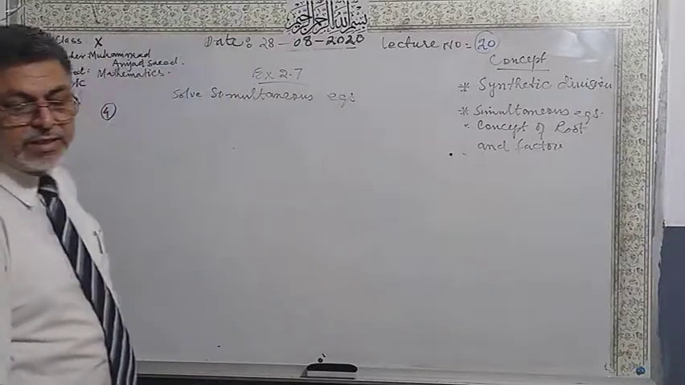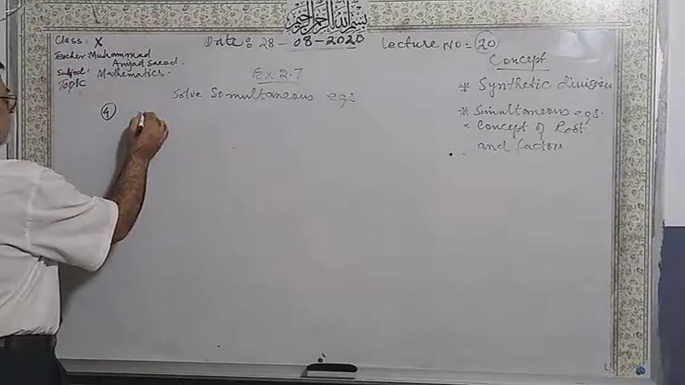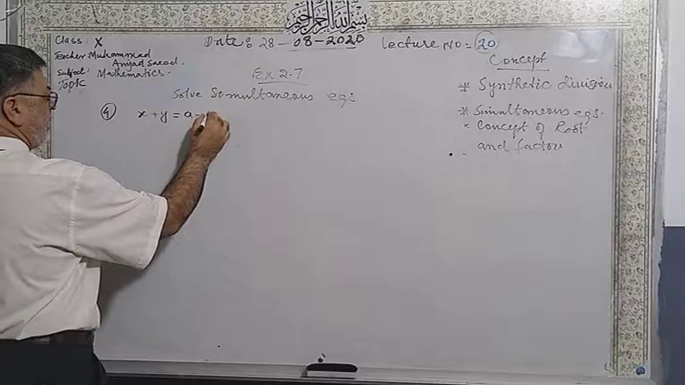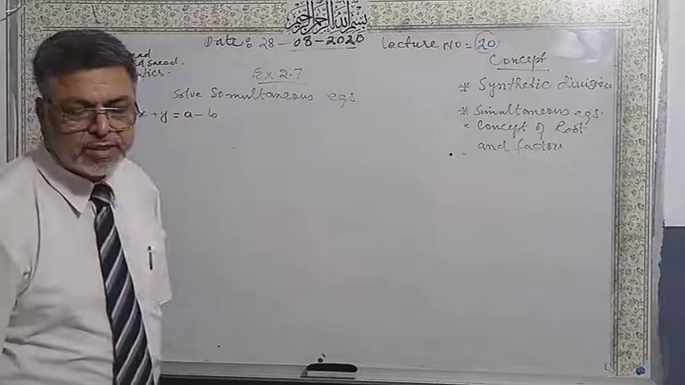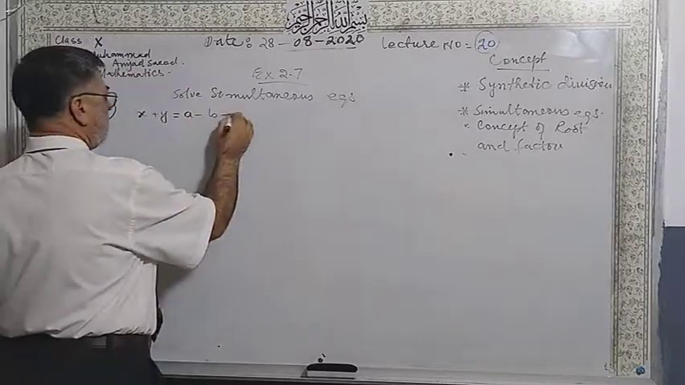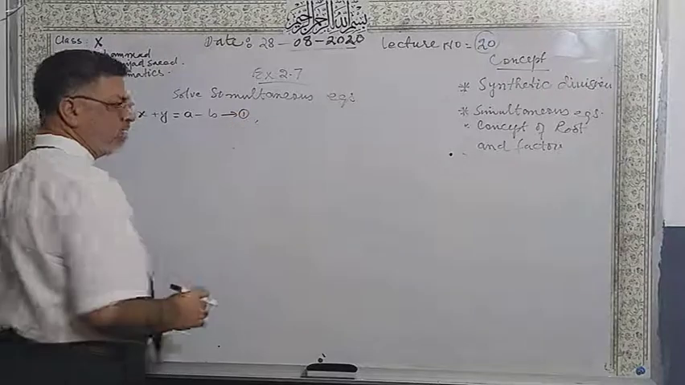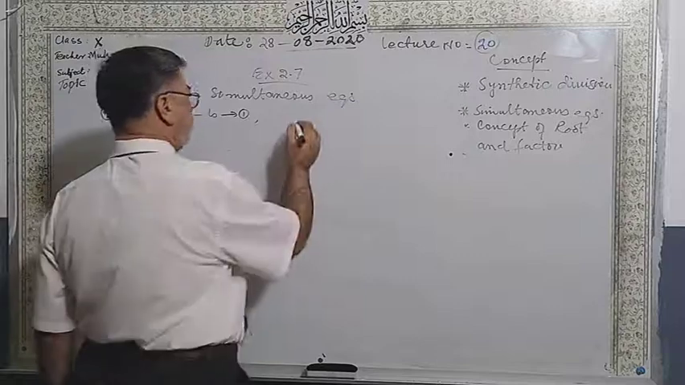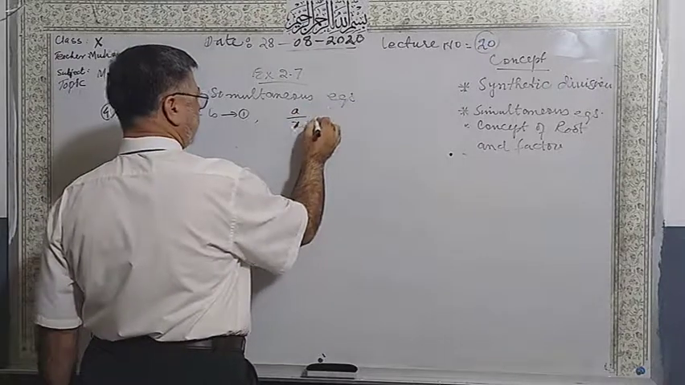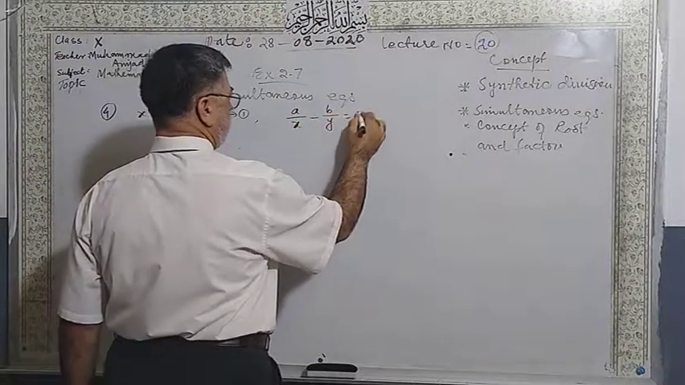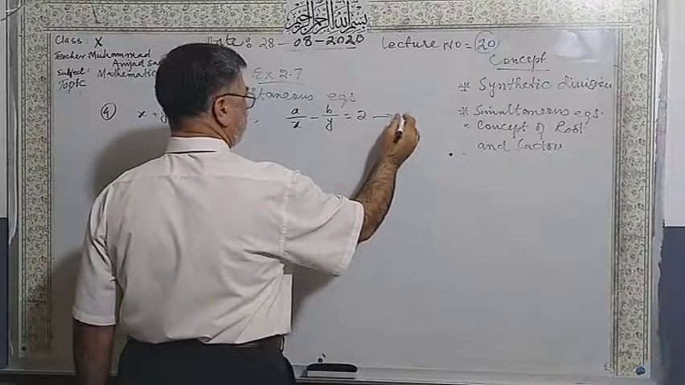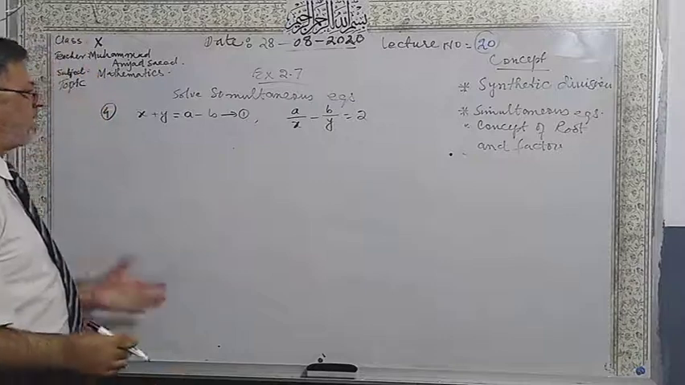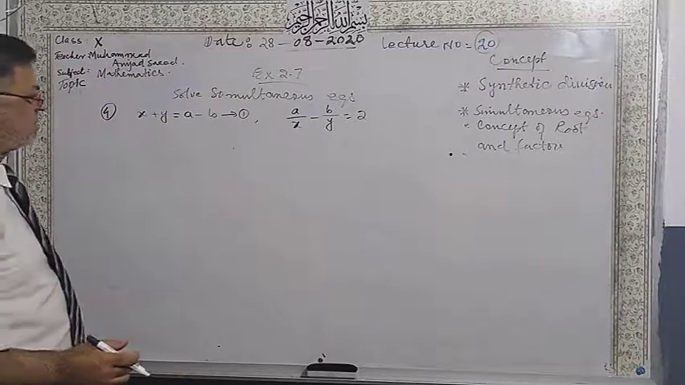x plus y is equal to a minus b. This is your equation number 1. Second equation is a over x minus b over y is equal to 2. We can simplify one step and then we give the name to this.